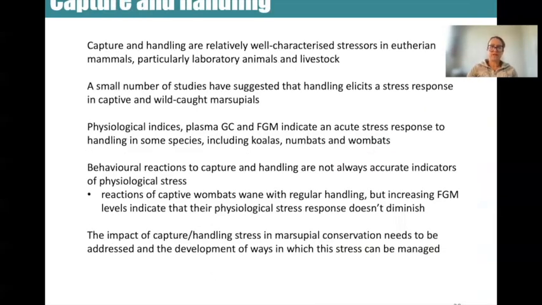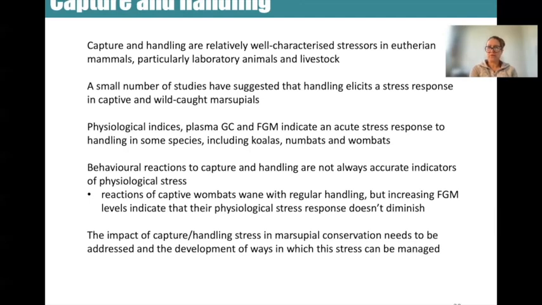So capture and handling are relatively well-characterised stresses in eutherian mammals, particularly laboratory animals and livestock. A small number of studies have suggested that handling elicits a stress response in captive and wild-caught marsupials. Physiological indices, including blood levels of glucocorticoids as well as fecal steroid levels, indicate that there is an acute stress response to handling in some species, including koalas, numbats, and wombats.